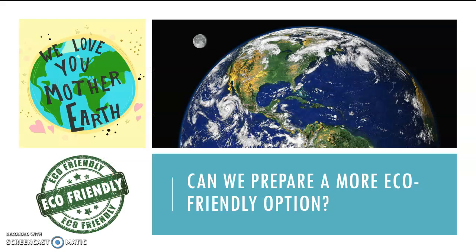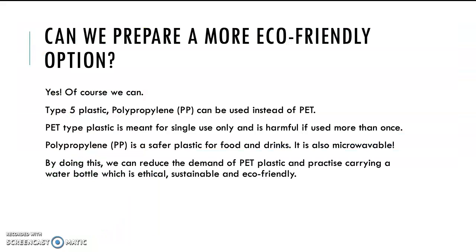So what can we do to prepare a more eco-friendly option for our Mother Earth? Yes, of course we can. There are many types of plastic. Instead of using PET, we can opt for type 5 plastic, which is polypropylene, PP. And for your info, PET is a type of plastic that is meant for single use only, and it can be harmful if it is used more than once. PP, polypropylene, is a safer plastic for food and drinks.